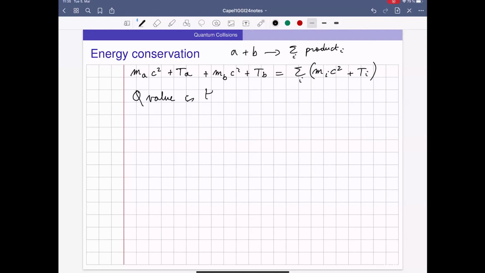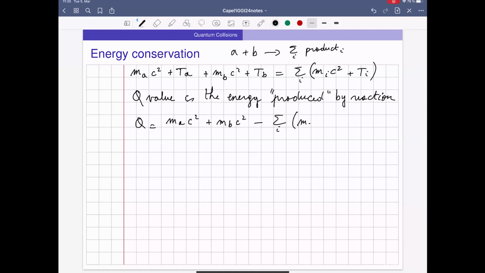And so in reactions we define the notion of the Q value, and the Q value is the energy produced by the reaction. I put quotation marks because it's not the whole energy. What I mean by that is that the Q value is equal to the mass energy of the initial nuclei minus the sum of the mass energy of the products. And so in that case, this characterizes the reaction.